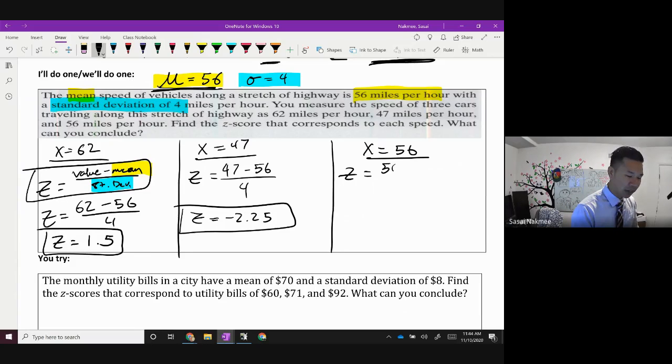All right. So this person who's going 56 miles per hour is driving the same exact speed as the average of this one. So when you calculate the z-score, what did you notice? What did you get?